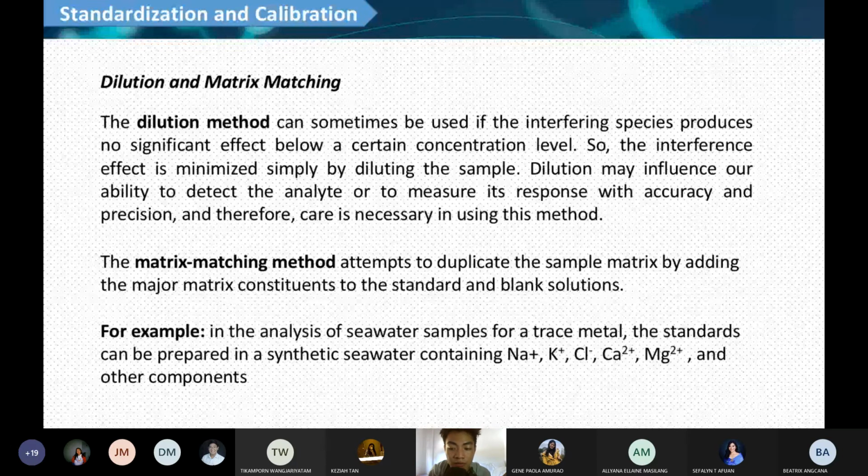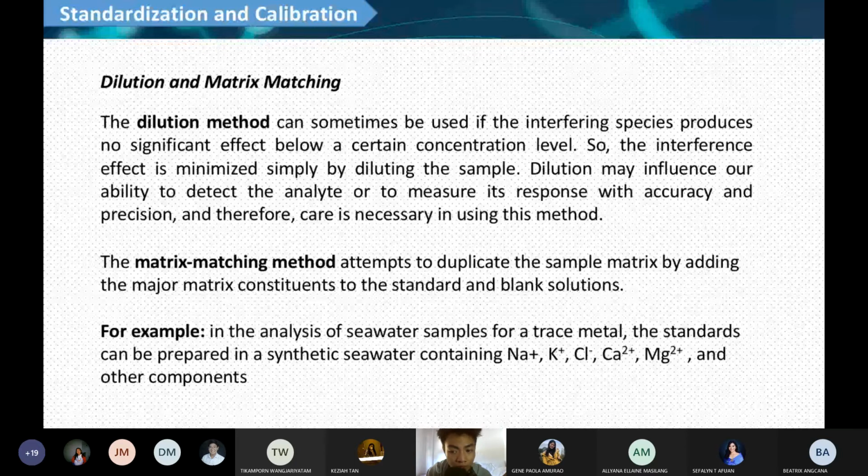When we say dilution method, what you're going to do here is dilute your solution further so that the interferences can no longer be read by your instruments. Your analyte concentration may decrease. However, you can do ratio and proportion depending on the amount of water you added. You can use the dilution formula.